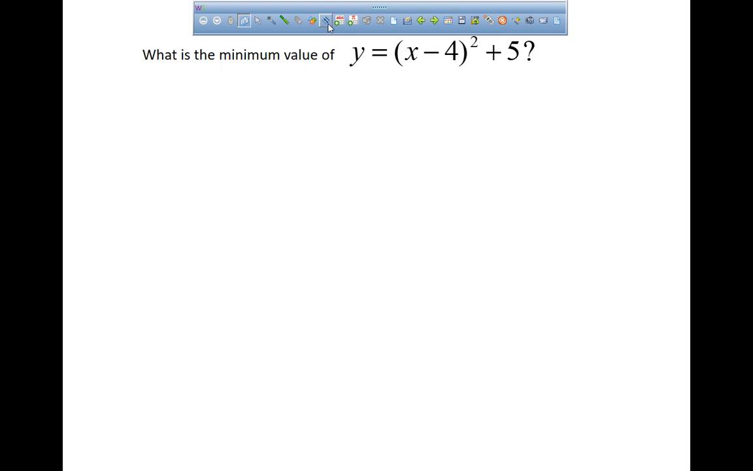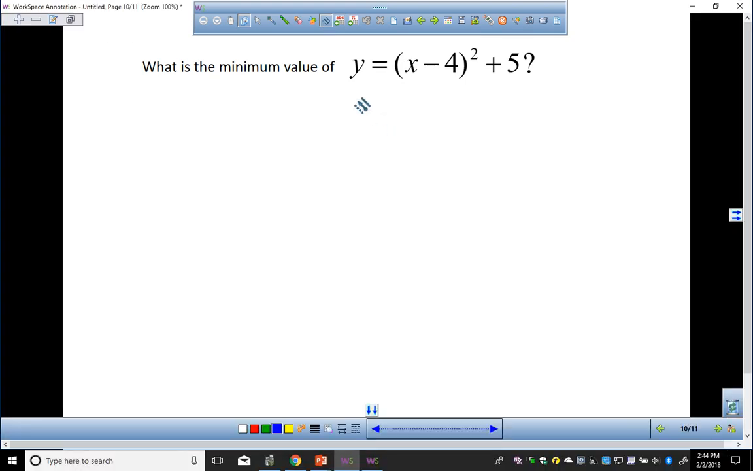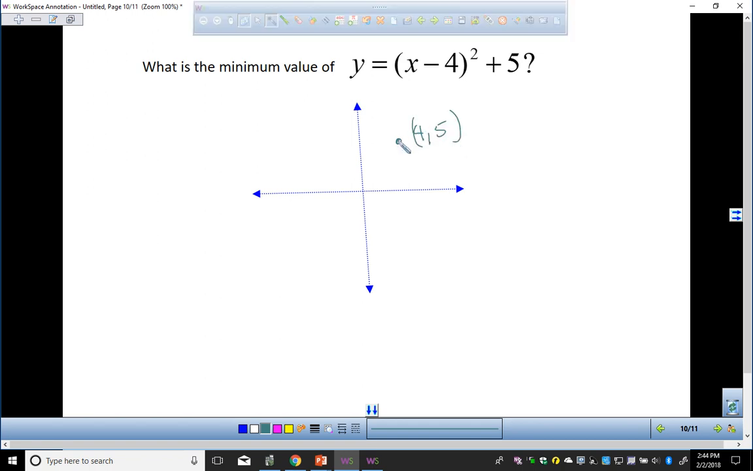So minimum value, okay? On a parabola, you could have both a minimum value and a maximum value. If I were going to graph this one, it goes through 4, 5. What's the minimum value? The minimum value is just 5. It's just the y coordinate of the vertex. If the parabola is going upside down, this is called a maximum value up here. Minimum, maximum, relative maximum. They use those words, okay?